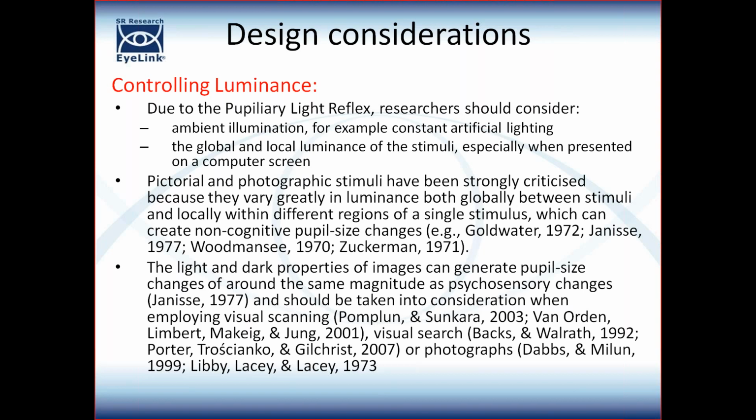How do we control luminance? Well, there are two sources of luminance changes that we need to control. One is the ambient illumination, for example, how much light there is in the room, and here the advice is obvious: try not to do your recording in a room that has large windows without heavy curtains. For example, in the UK at least, it can be very dark when there are clouds and then all of a sudden the sun comes out. If you're in a room with a window that isn't shielded very well, this will have an impact on pupil size.